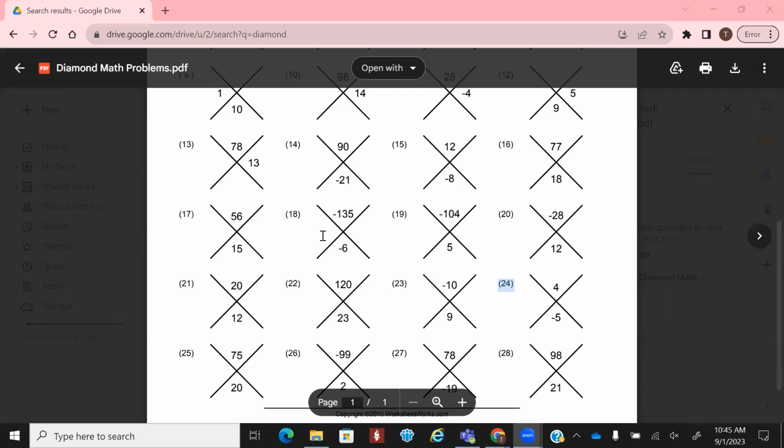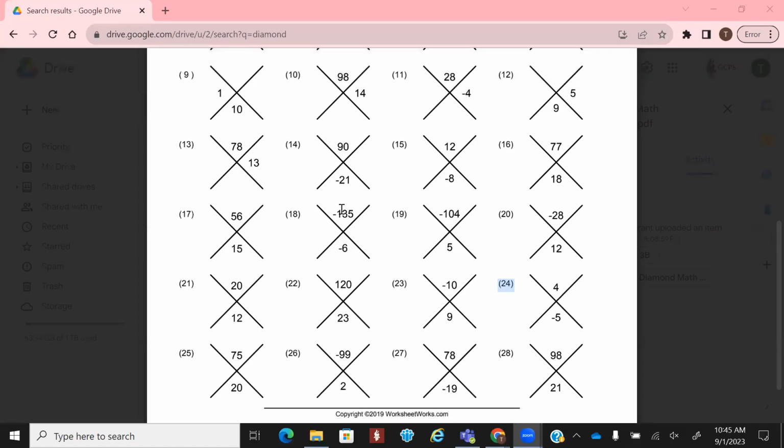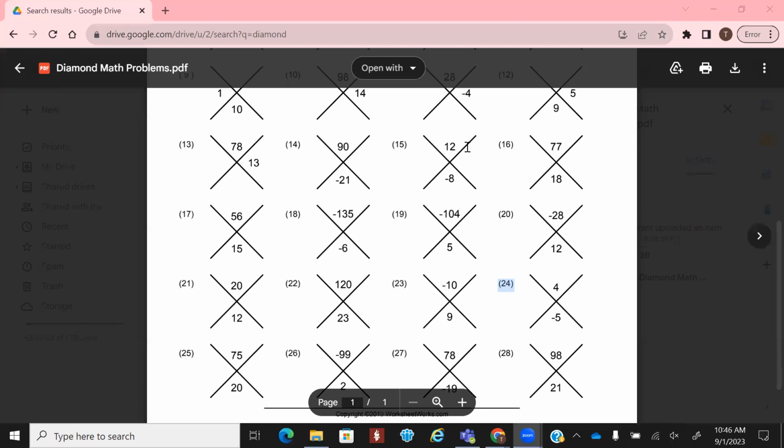On 18, what times what would give me negative 135? Guys, like I gave you 15 minutes. What times what would give you negative 135? 18 and what? 15 is 15 and 9. Okay. And one of these has to be negative, right?